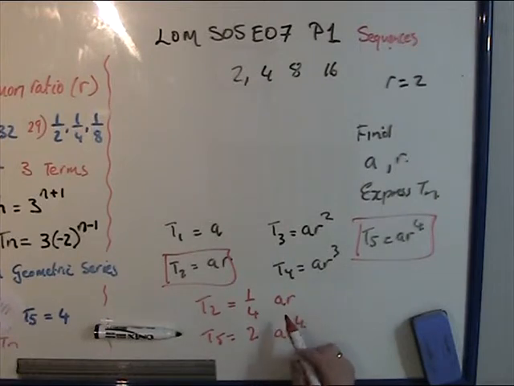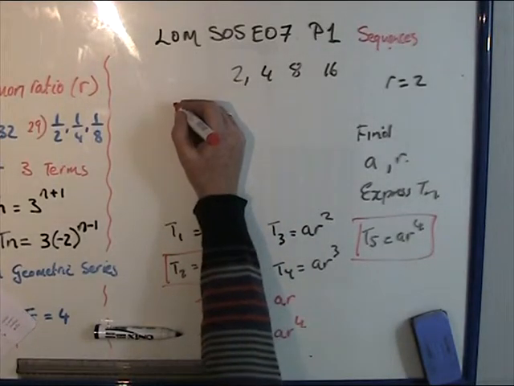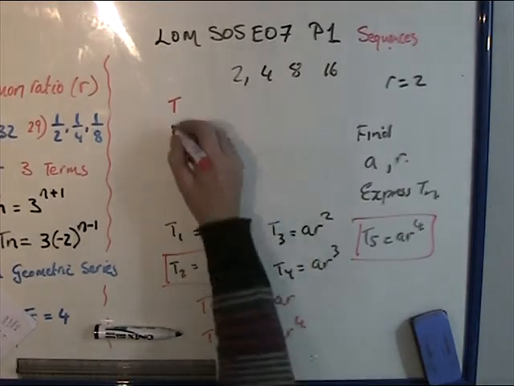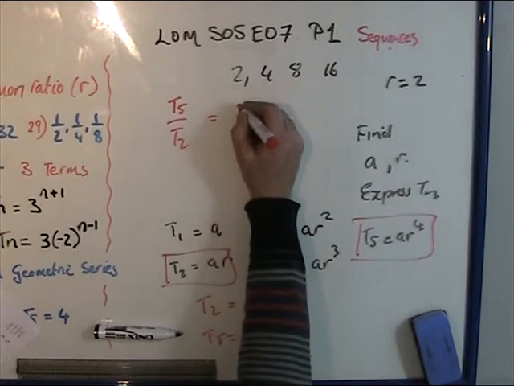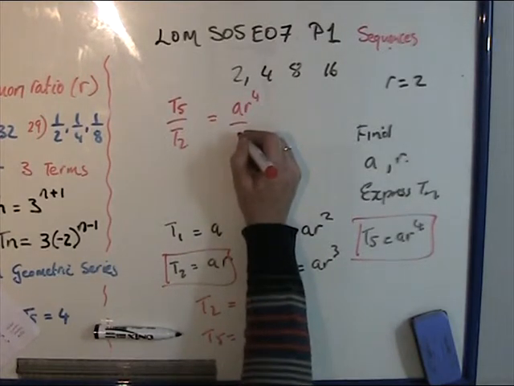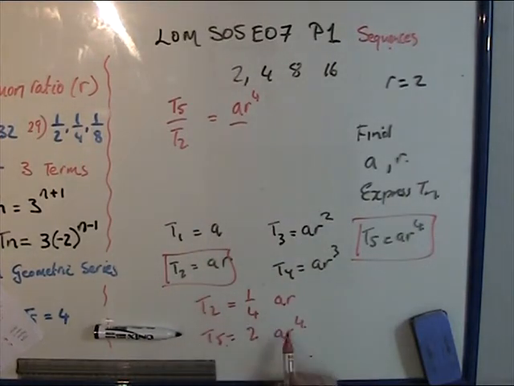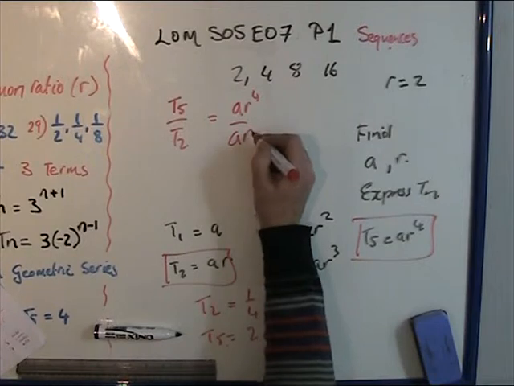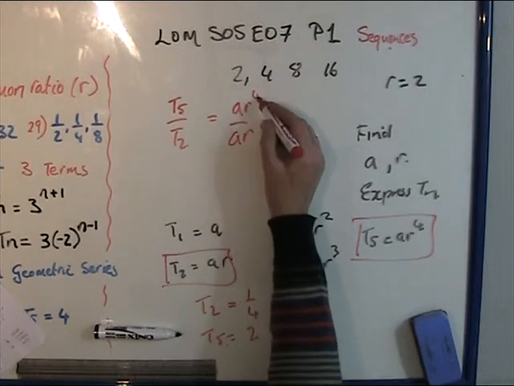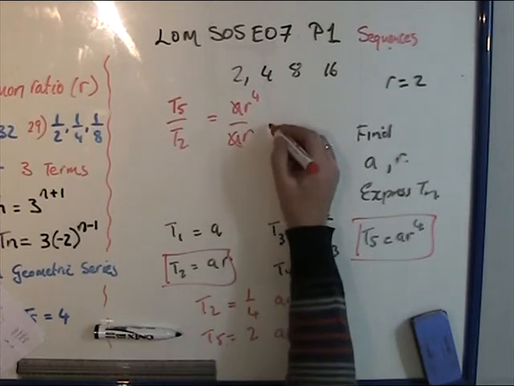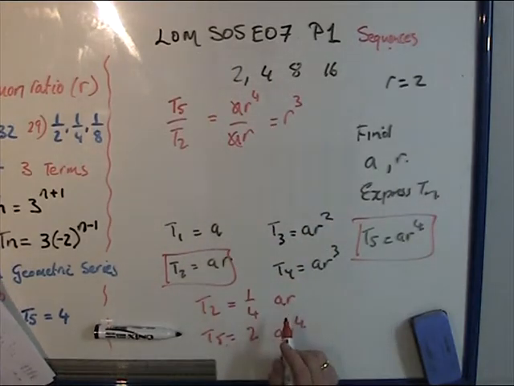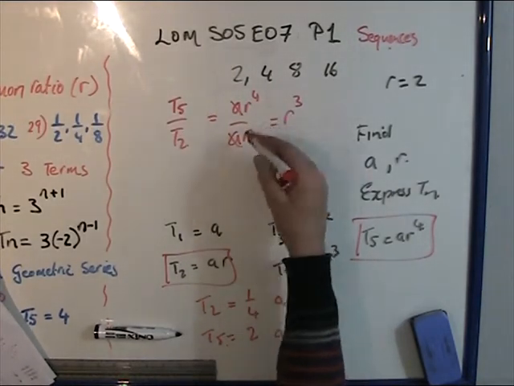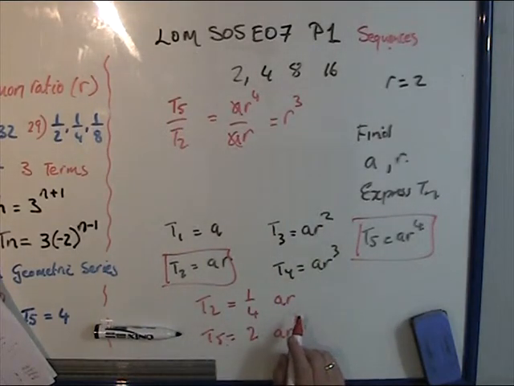So if T2 is equal to a quarter, which is AR, I can write this down as a fraction: T5 divided by T2, which is the same as AR to the power of 4 over AR. A goes into A once, so A is gone, and R goes in to give R to the power of 3. That's the indices rule: you subtract the indices. You can imagine 4 R's on top and 1 R below, you cancel and you're left with 3 R's.